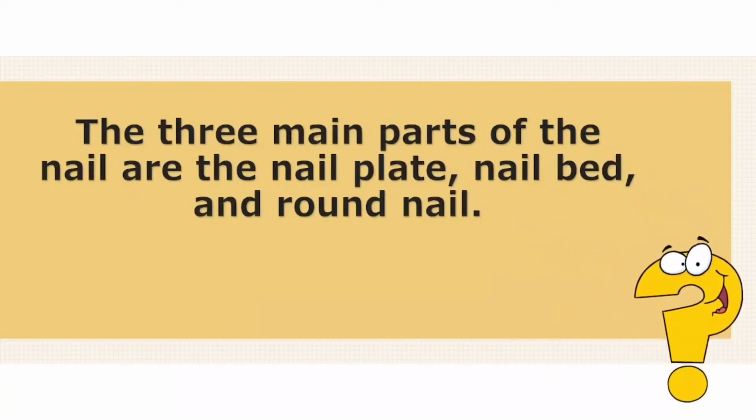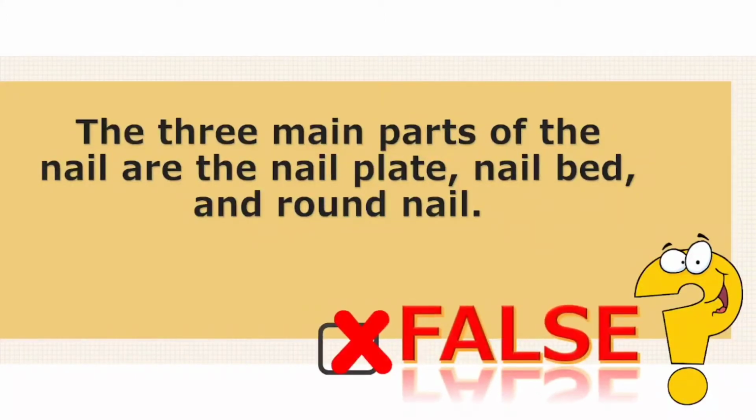Next, the three main parts of the nail are the nail plate, nail bed, and round nail. Is it true or false? The answer is false. Which among the three parts of the nail is wrong? Is it nail plate, nail bed, or round nail? We will find out the answer later in our discussion. Let us proceed to the next number.